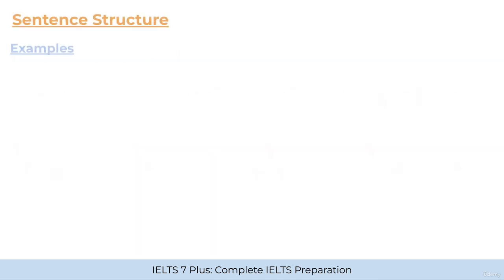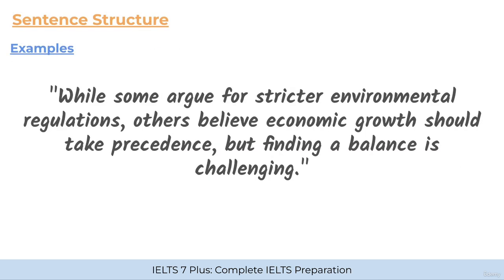Let's see this in action, and for this one, it is quite a long sentence for obvious reasons, so we're just going to look at one and break this one down. While some argue for stricter environmental regulations, others believe economic growth should take precedence, but finding a balance is challenging. So you might have some ideas here as to which sentences are the independent ones. Maybe you can spot the dependent one. There's a clue with a certain subordinating conjunction. That's always a good way to spot a dependent clause as well.